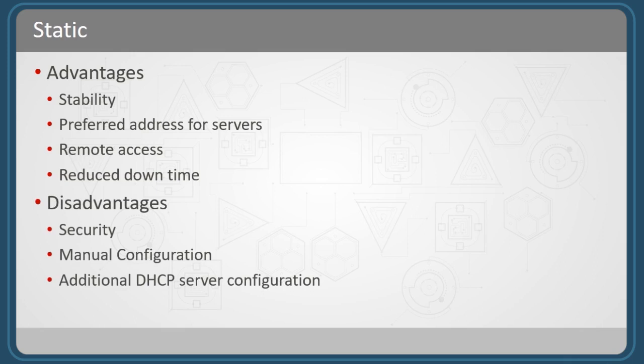But there are some disadvantages. Security: with the same server having the same address forever, it does give an intruder more of a chance to figure out what that address is, and now it knows which system to target. It does involve manual configuration. So again, you are open to the possibility of typos and duplicates. And there's a little bit of additional DHCP server configuration. It's not major, but you have to ensure that the DHCP server pool does not include the addresses that have been assigned statically. So you have to avoid those ones.